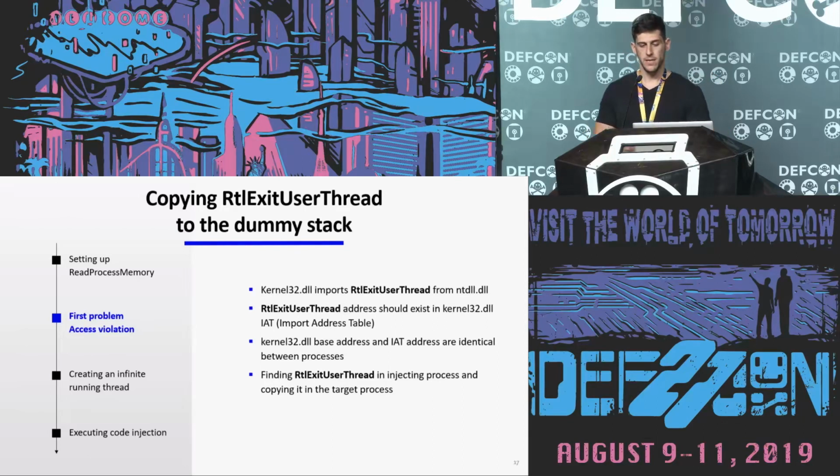So what this means is if we look at the import address table and we find in our version, in the injecting process version, the address of RtlExitUserThread in the IAT, it's going to be at the same place in the target process. So we can copy that there using a method I'm going to describe right now.